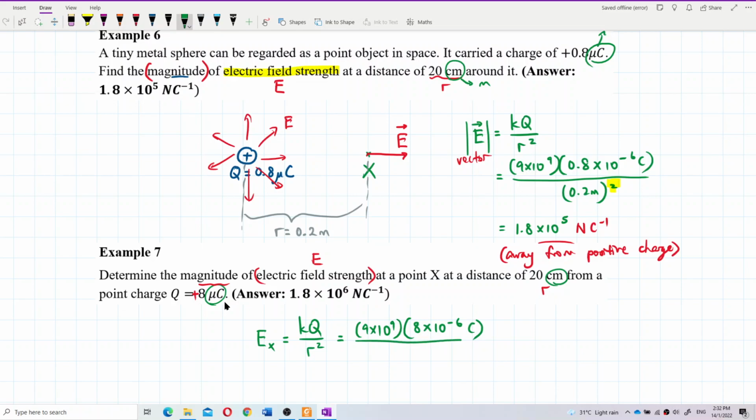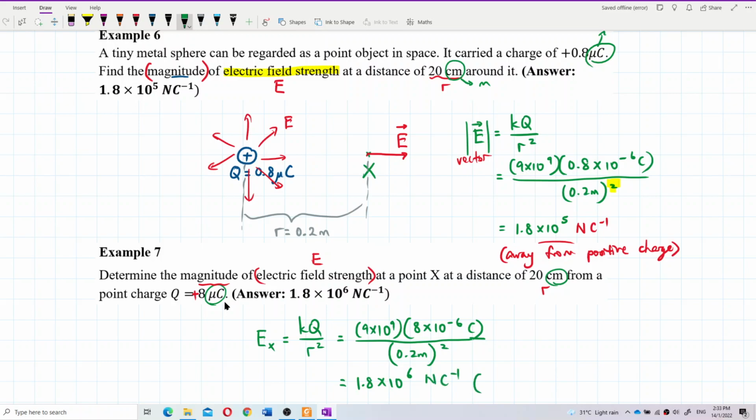Okay, and then divided by the distance from the positive point charge. Change to meter, so you get 0.2 meter. Okay, don't forget the square. And then what should I get? So let's calculate. 9 exponent 9 multiply 8 exponent negative 6 divided by 0.2 squared. So I got 1.8 exponent 6 Newton per Coulomb.